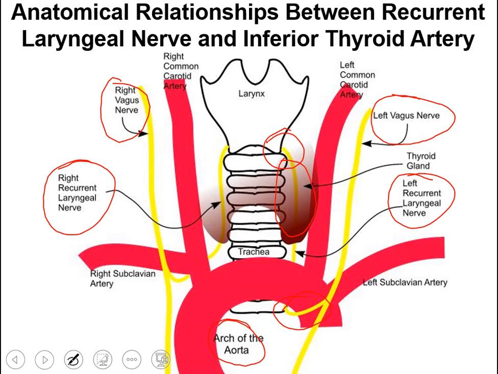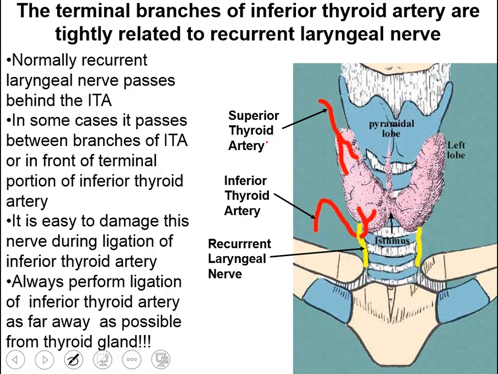Injury to the recurrent laryngeal nerve can result in a weakened voice, hoarseness, or loss of voice, which is called aphonia, and cause difficulty breathing due to paralysis of the posterior cricoarytenoid muscle, responsible for opening the vocal cords. The terminal branches of the inferior thyroid artery are tightly related to the recurrent laryngeal nerve. Let's take a look at this slide to understand this important concept.